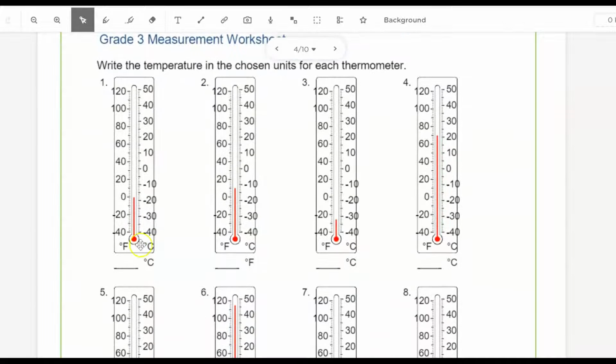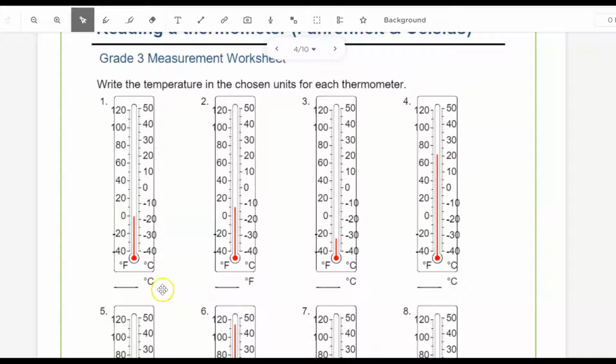So when we are looking at these thermometers, how we measure temperature, I want you to look at what side you're measuring on. If we are measuring in Fahrenheit, we'll be looking on the right side. If we measure in Celsius, like number 1, we'll be looking on the left side. Let's go ahead and begin.